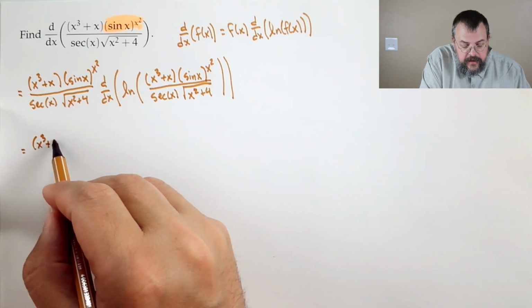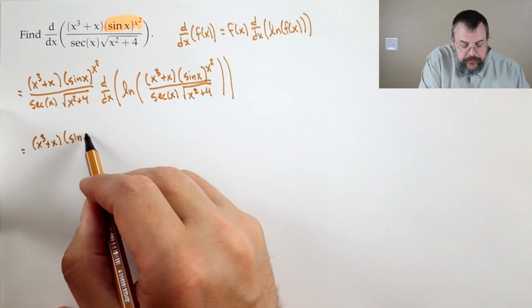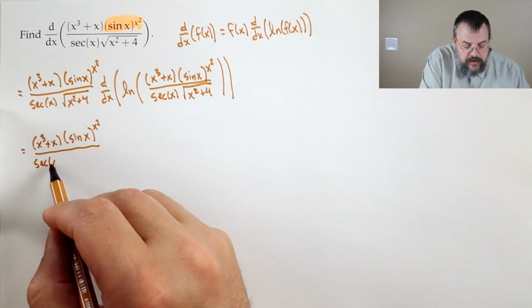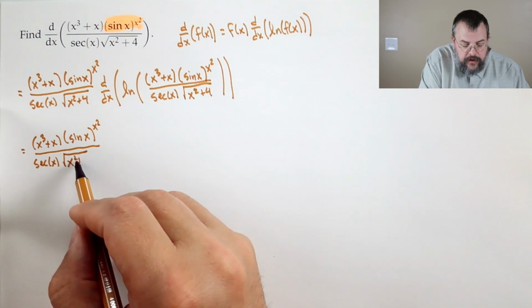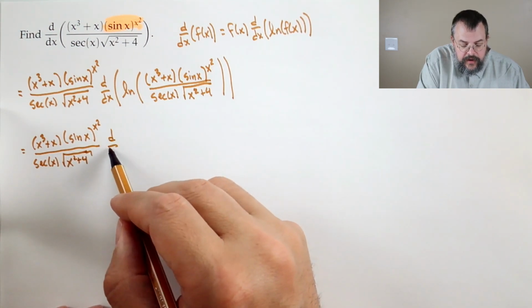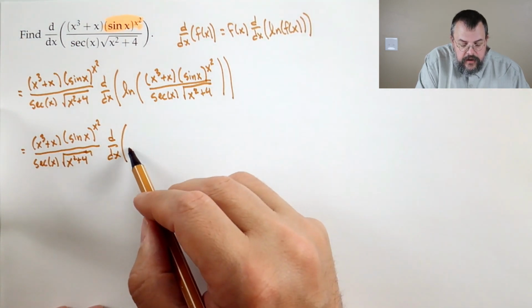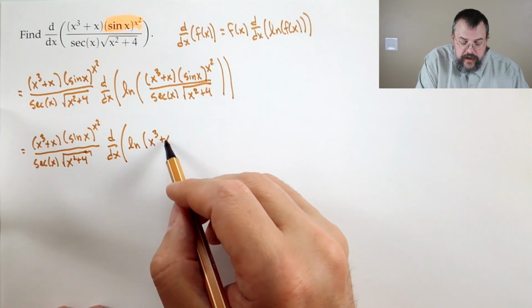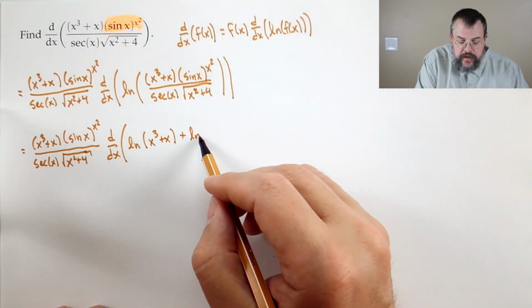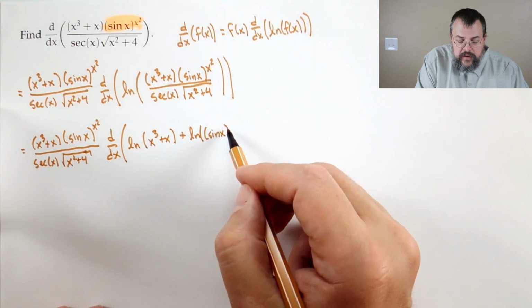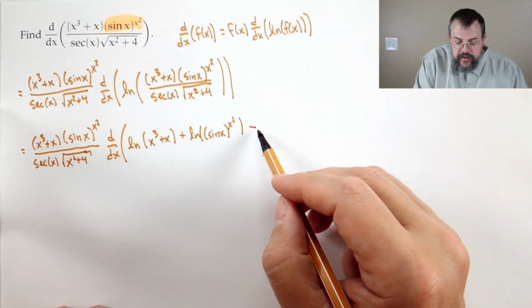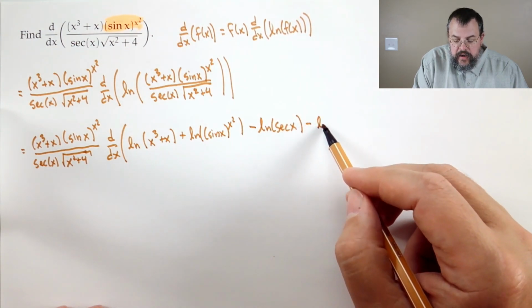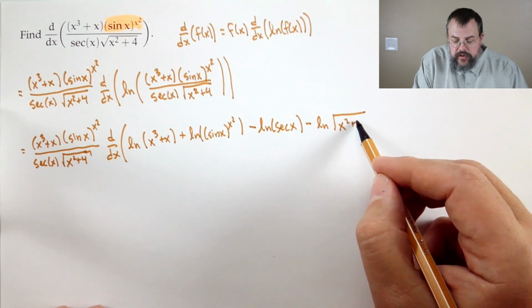So we still have that term in front. We're not going to forget it. And so we still write it down. Sine of x all to the power x squared, divide that by secant of x, square root of x squared plus 4. Then, we still haven't taken a derivative yet. We're still in our use properties of log mindset. Log of x cubed plus x plus log of sine of x to the power x squared minus log of secant x minus log of square root x squared plus 4.